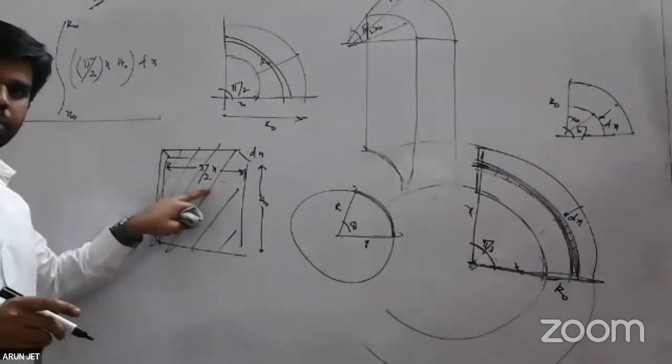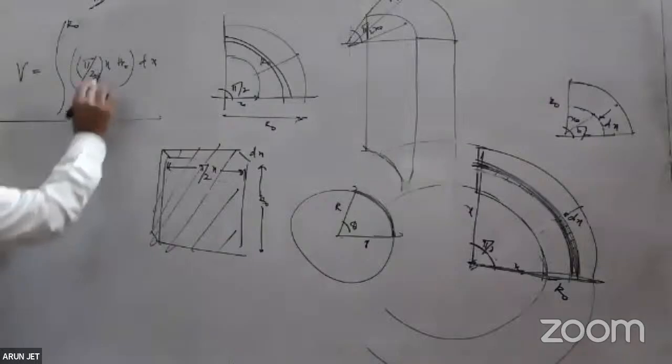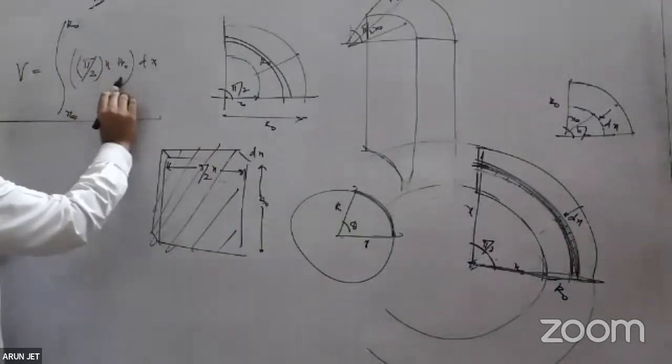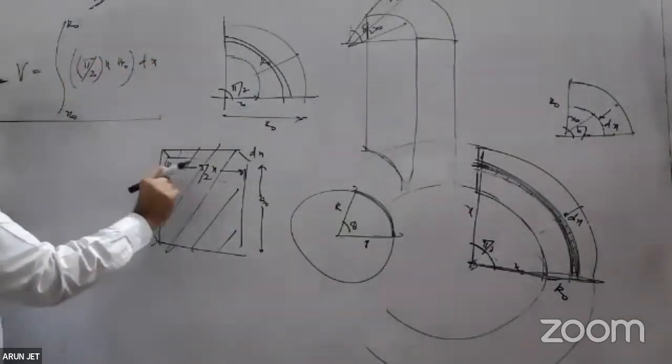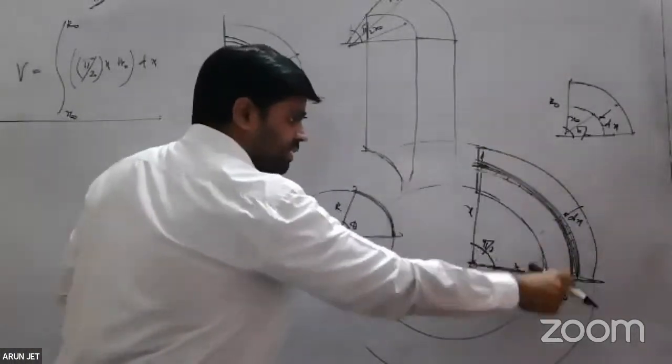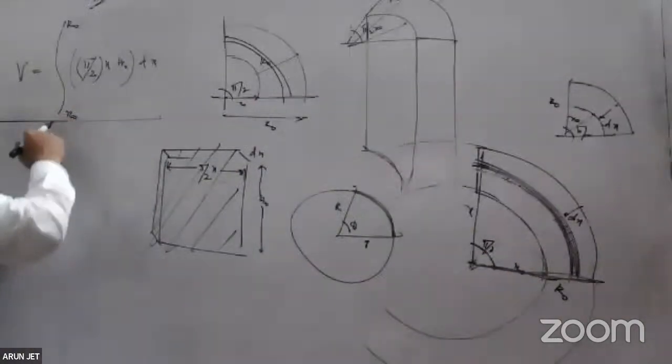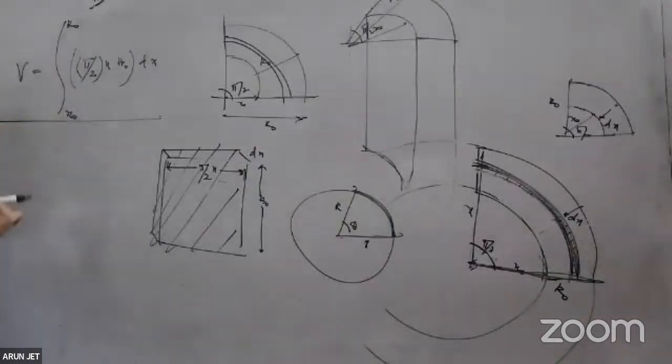ఎస్ సార్. ఆల్రైట్, సో pi by 2 x వచ్చింది, so pi by 2 x is length into height into width. I got the volume of this infinitesimal sheet of thickness dx. దాన్ని I submit up from x0 to r0.